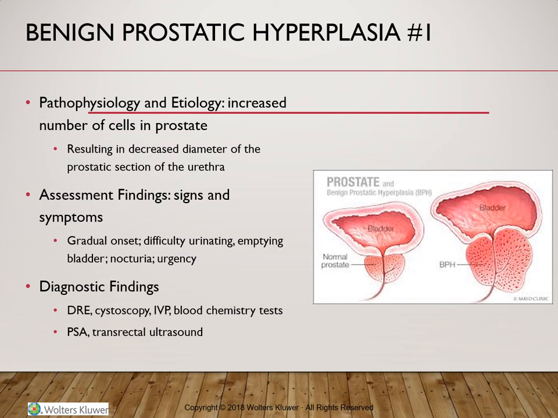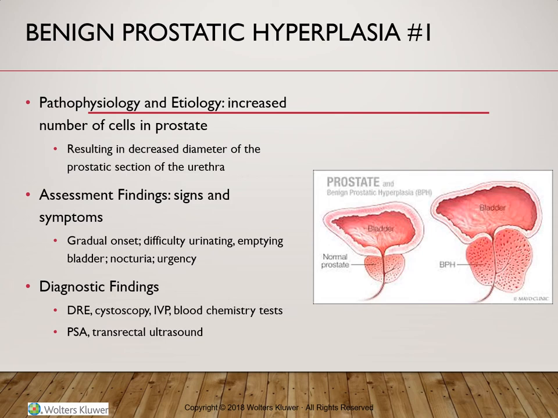So how do we diagnose it? DRE on your slide stands for digital rectal examination. This is the actual palpation of the prostate gland through the rectum. And usually what the doctor will feel is an enlarged and elastic gland. When we are doing a cystoscopy, that's another way of examining it, we see how the urethra becomes narrowed and how the bladder is affected.